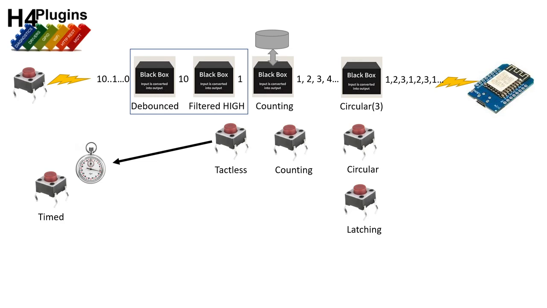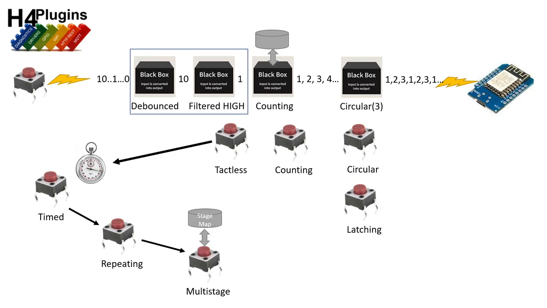And once you've got one of those, it can pass its output to a thing which repeats sending the output if the button is held down for a longer time. So for example, the repeating button could send you a message 1 second, 2 second, 3 second, 4 second, if that timed button is sending it figures showing that it's still being held down for that length of time. And that then leads to what's known as a multi-stage button.